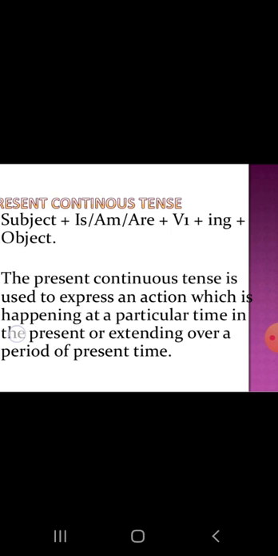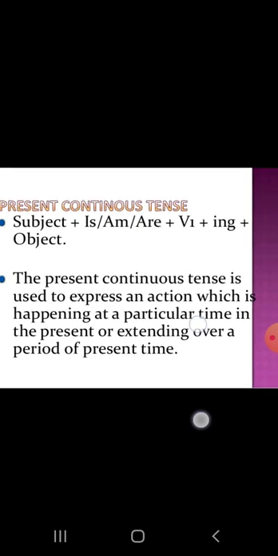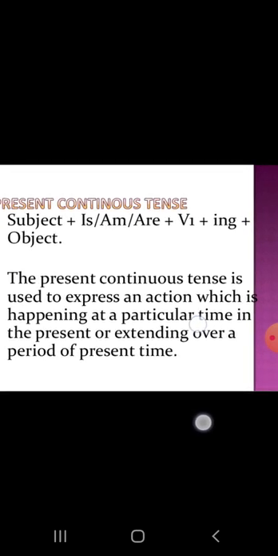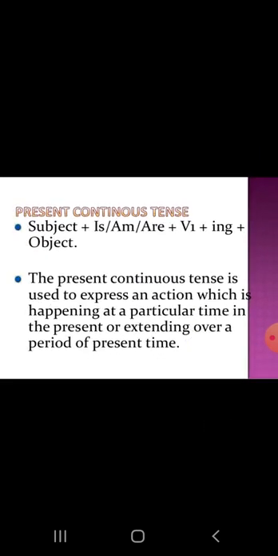We are going to add ing. Wherever continuous is there, we are going to add ing to the first form of the verb. And the second thing you need to remember is that in the continuous tense, we are going to use a helping verb. For the present continuous tense, we use forms of be, that is, am, is, are. Is is for the singular subject, am is used with I, and are is used for plural.